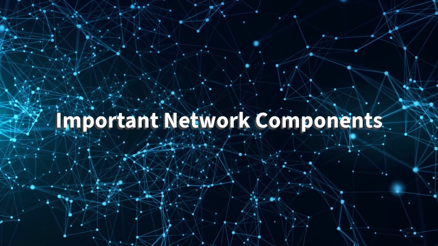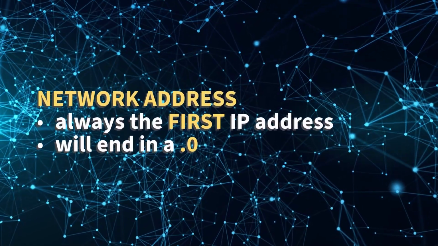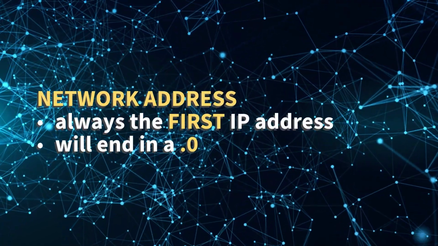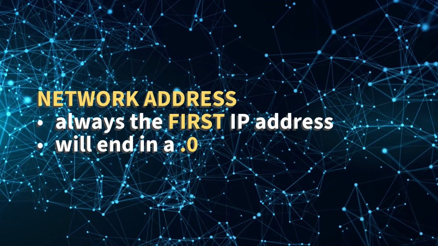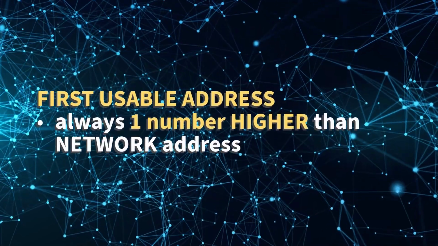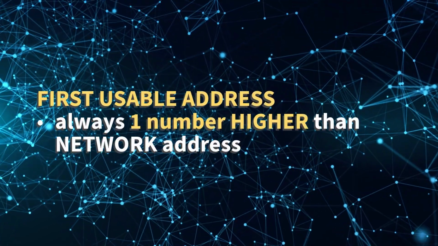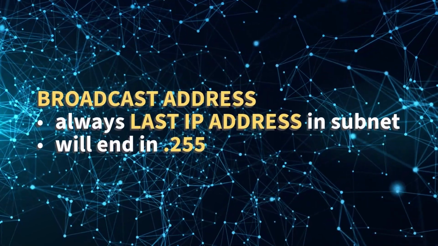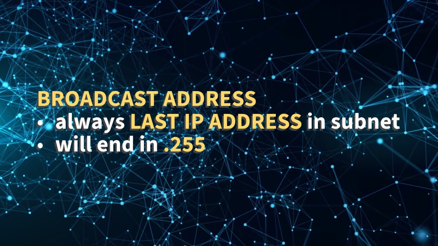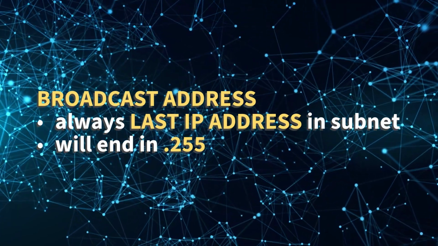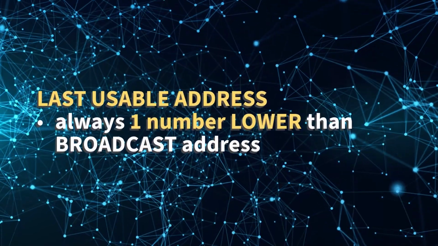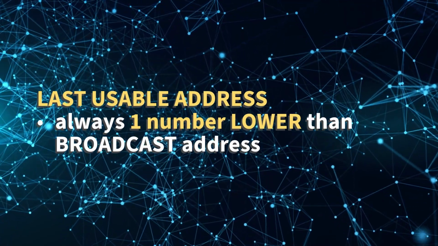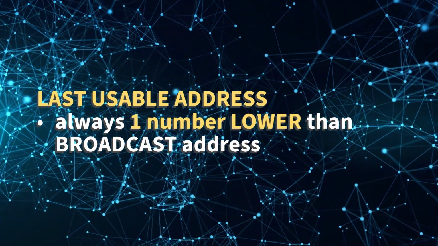Now let's talk about important subnet components. Your network address is always going to be the first IP address of your subnet, and will end in .0. Your first usable address is always one number higher than your network address. Your broadcast address is always going to be the last IP address in your subnet and is always going to end in .255. Your last usable address is always one number lower than your broadcast address.